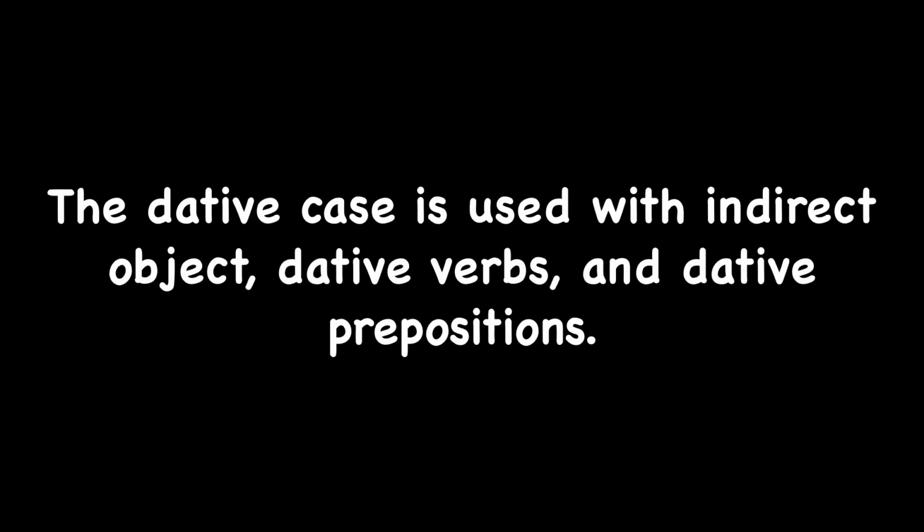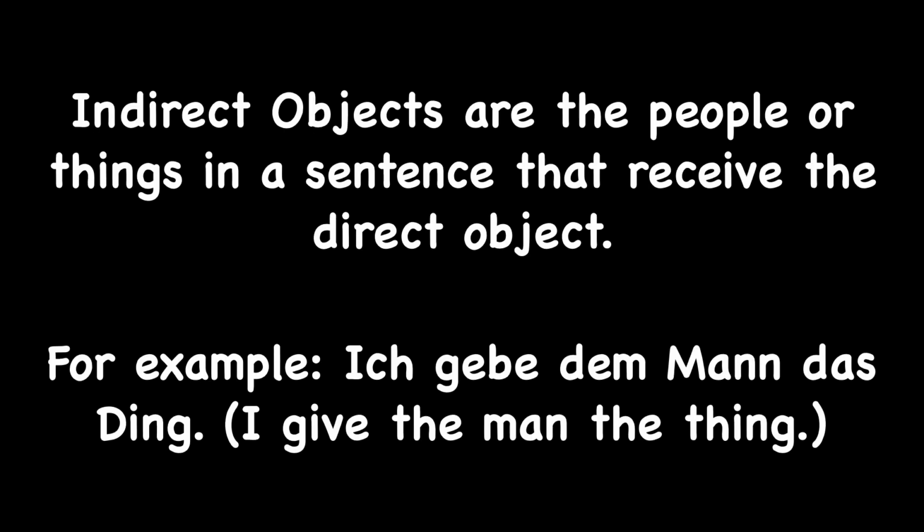Alright, let's get down to something a little bit more serious. The dative case is used with indirect objects, dative verbs, and dative prepositions. Indirect objects are the people or the things in a sentence that receive the direct object. For example, ich gebe dem Mann das Ding. I give the man the thing.